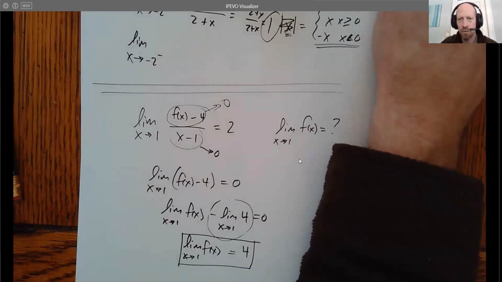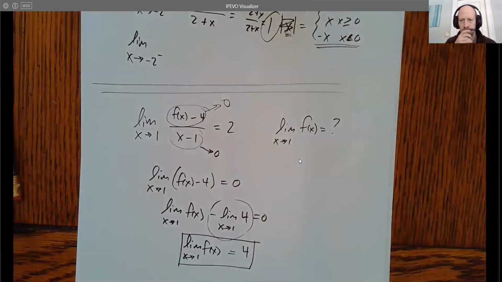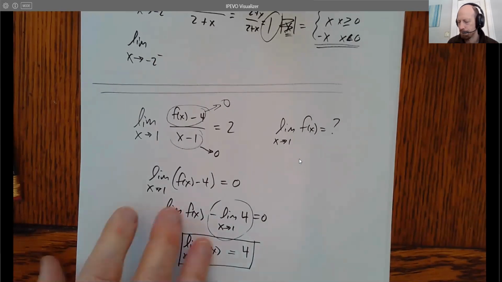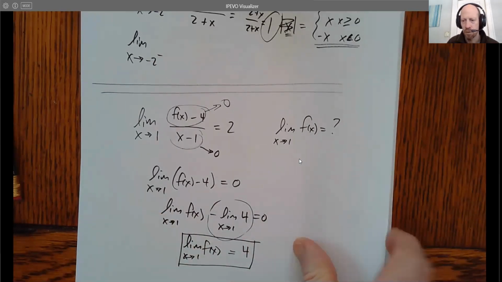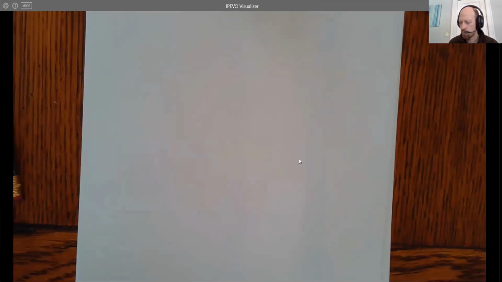Okay, so it's a couple of questions, some conceptual ideas about limits, a little bit of a review of some strategies. So what I'd like to talk about today is continuity. So this is 2.5, continuity.